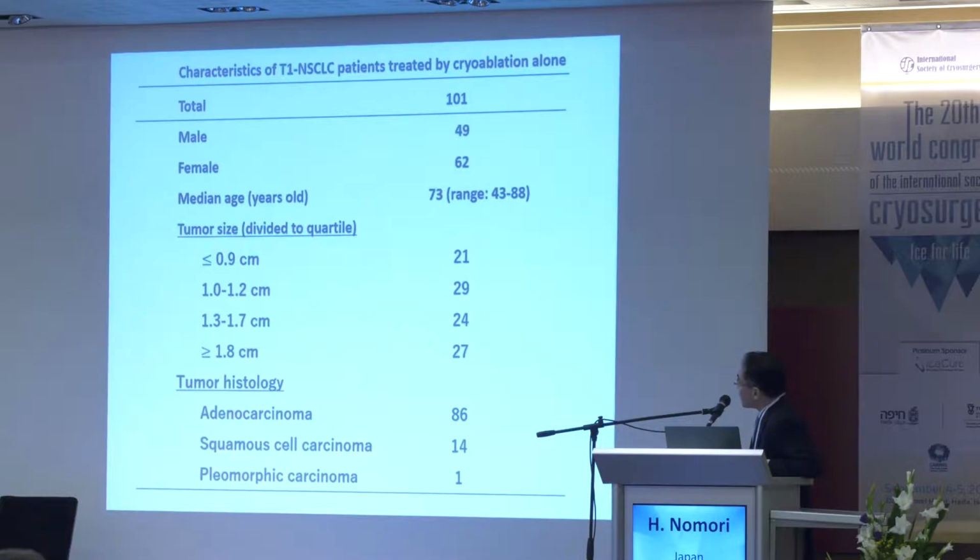These are characteristics of the patients. Median age was 73, and the tumor size were divided into quartile. Less than 0.9 centimeter was in 21 patients. Between 1.0 and 1.2 centimeter was in 29 patients. Between 1.3 and 1.7 centimeter was in 24 patients, and larger than 1.8 centimeter was in 27. Tumor histology was adenocarcinoma in 86, squamous cell carcinoma in 14, and pleomorphic carcinoma in 1.